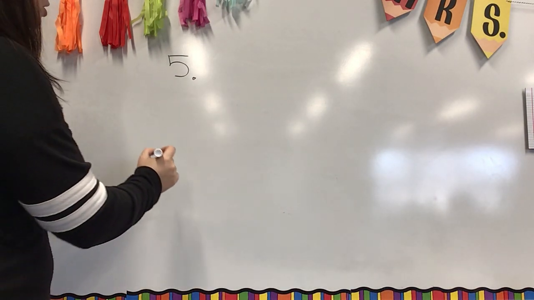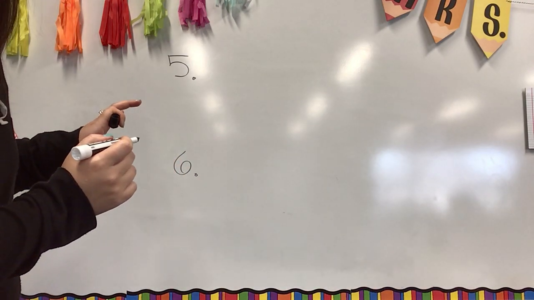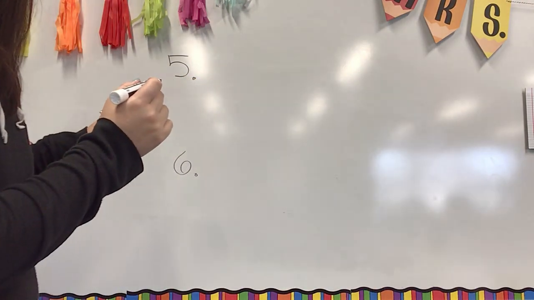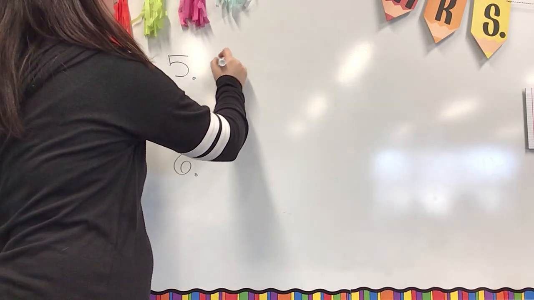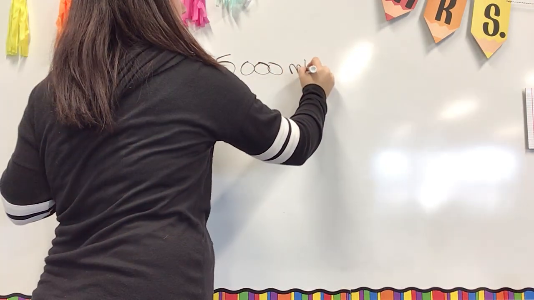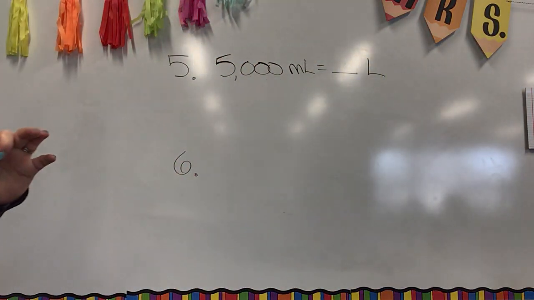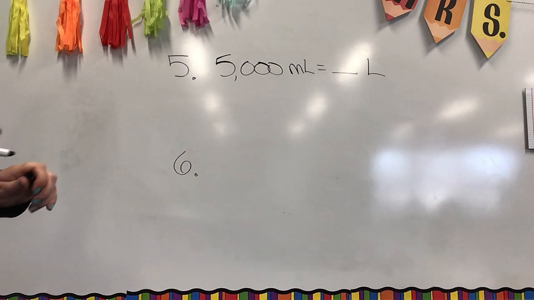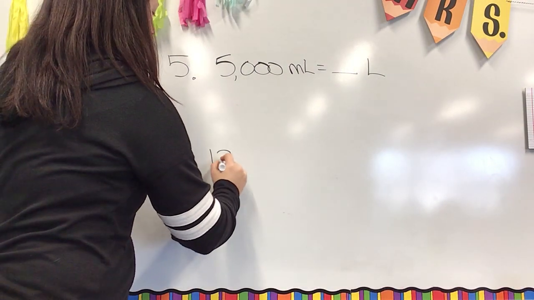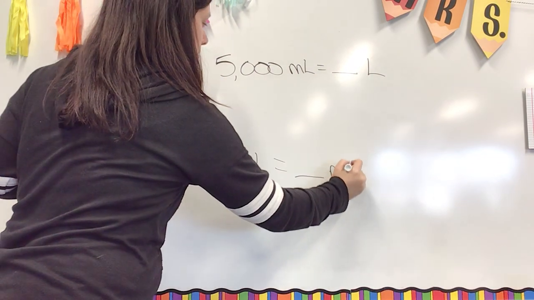And I'm going to give us 2 here, actually. 5 and 6. Number 5: 5,000 milliliters is how many liters? And number 6: 13 liters is how many milliliters?